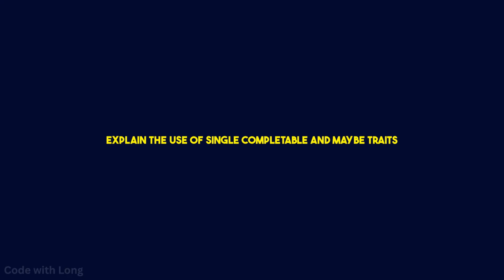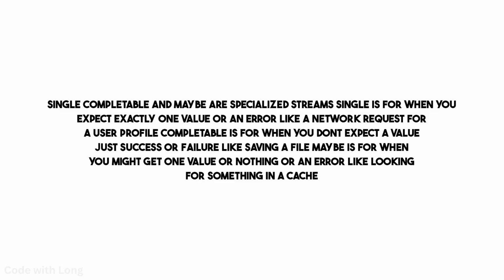Explain the use of Single, Completable, and Maybe traits. Single, Completable, and Maybe are specialized streams. Single is for when you expect exactly one value or an error, like a network request for a user profile. Completable is for when you don't expect a value, just success or failure, like saving a file.